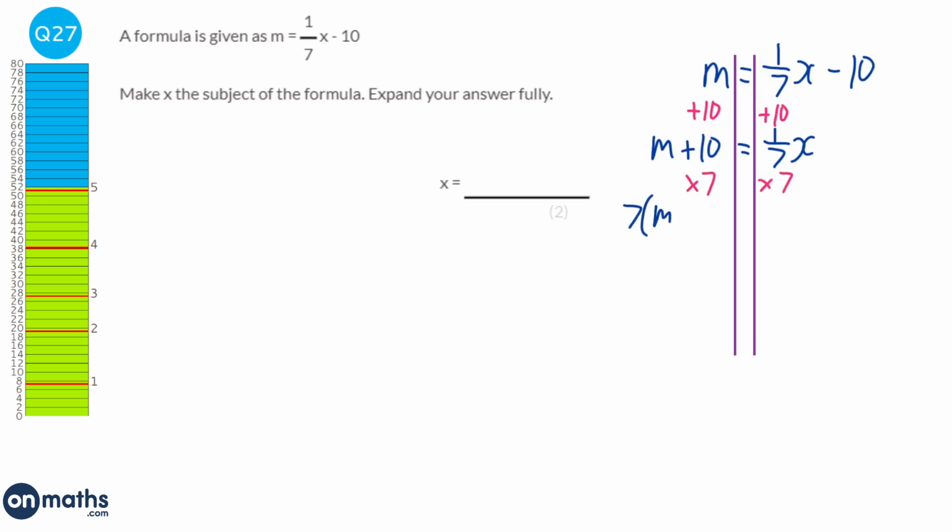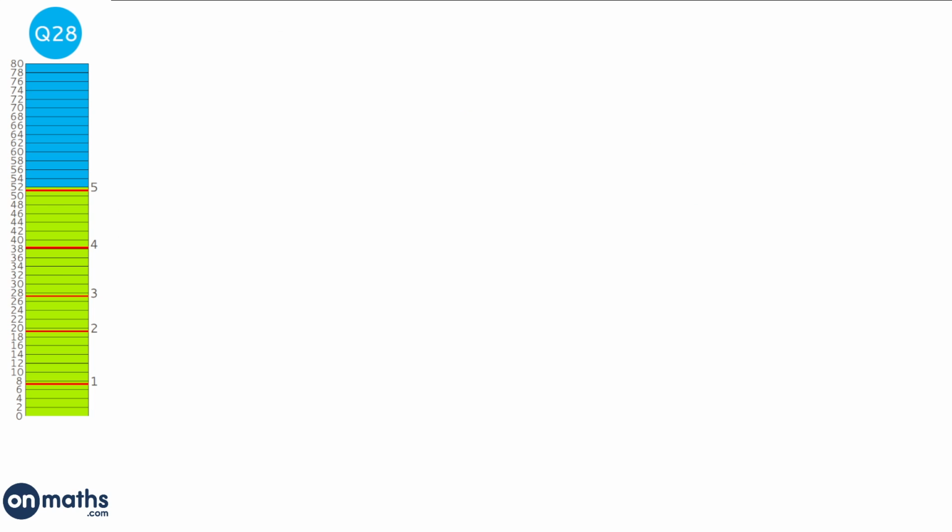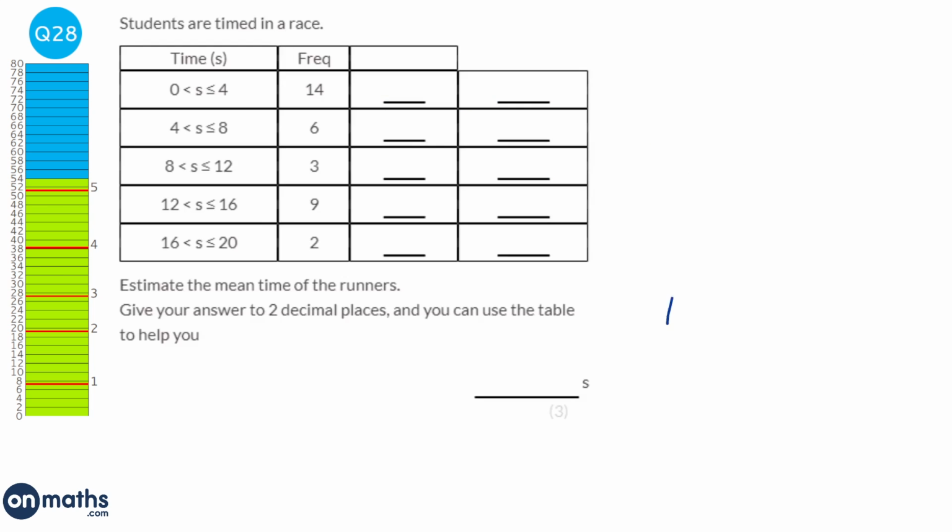So 7 brackets m plus 10 equals x. So x therefore would equal 7 brackets m plus 10, but it says to expand your answer fully. So we just go expand the brackets, 7m plus 70. To find the mean, we need to work out the sum of the numbers, basically what they add up to. And what we then do is divide that by the amount of numbers.